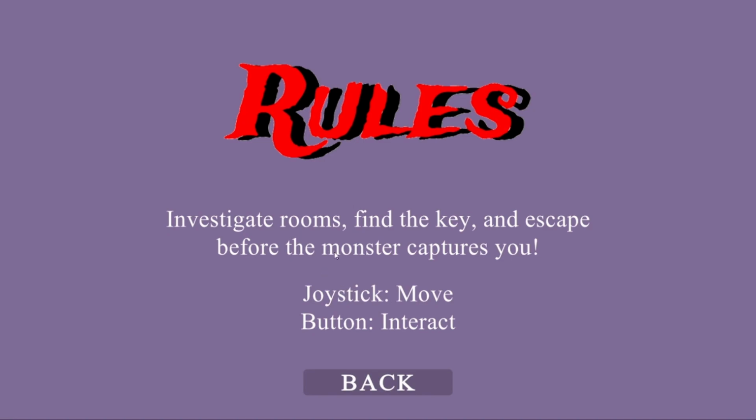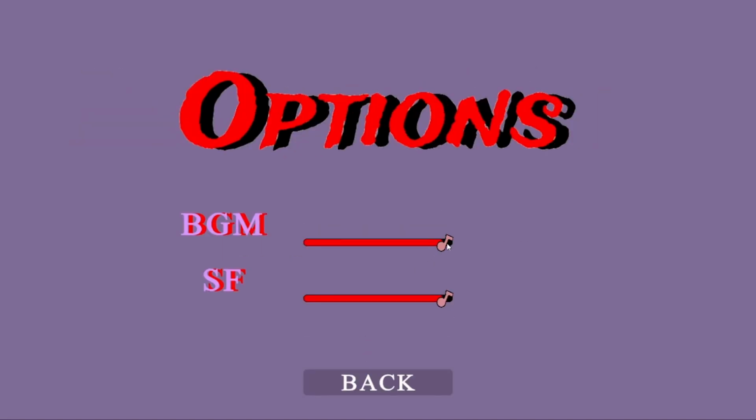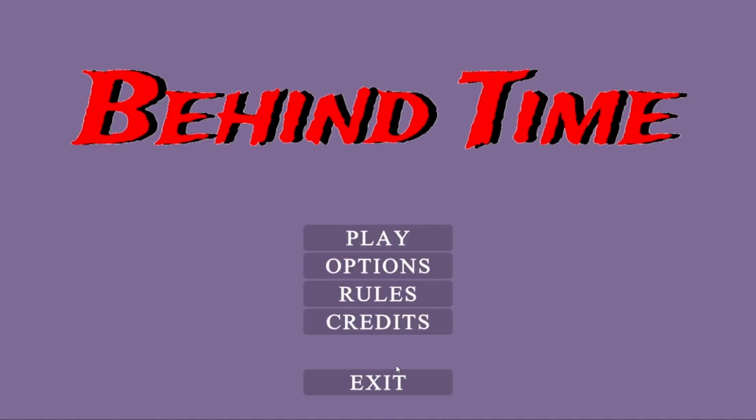The rules are simple. We investigate rooms, collect the key, and flee the monster. And for options, we can adjust the volume settings. Now we can select our level. The classroom level is locked until the player has reached it.